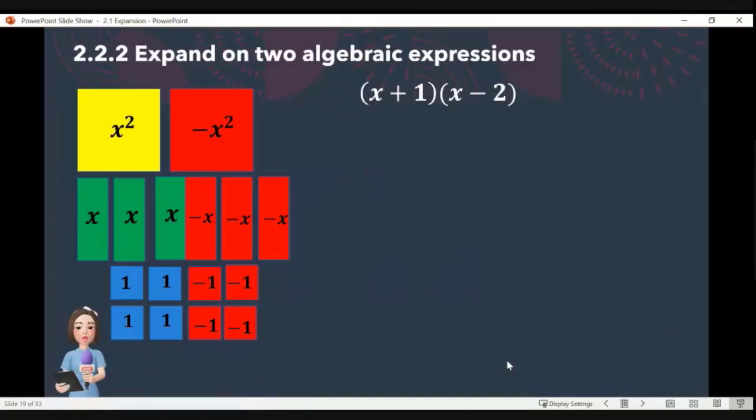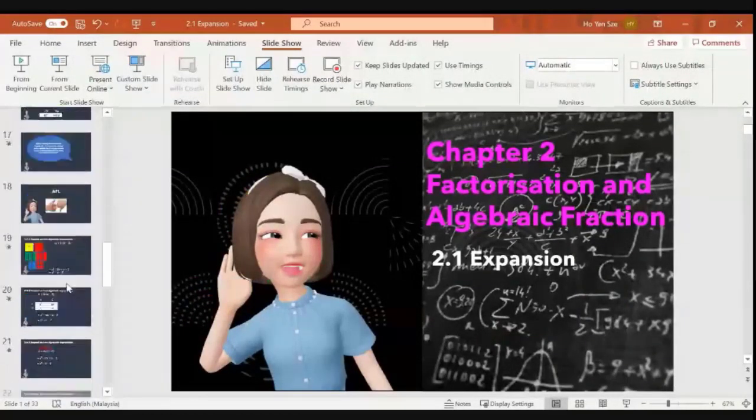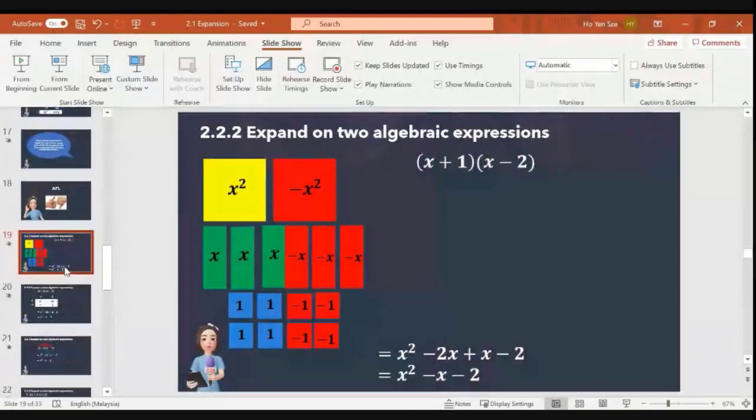This one I can drag, cannot drag. This one I want to show you all. This is the method that a friend of mine showed me, which is quite interesting. This is for when we want to expand two algebraic expressions. Two algebraic expressions means two brackets. Inside the brackets there must be variables, letters inside the brackets. We call it an algebraic expression, right?